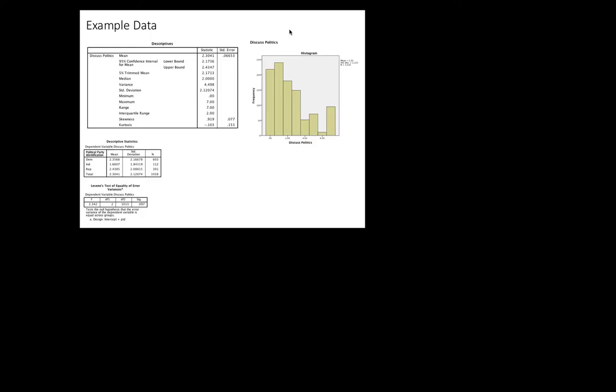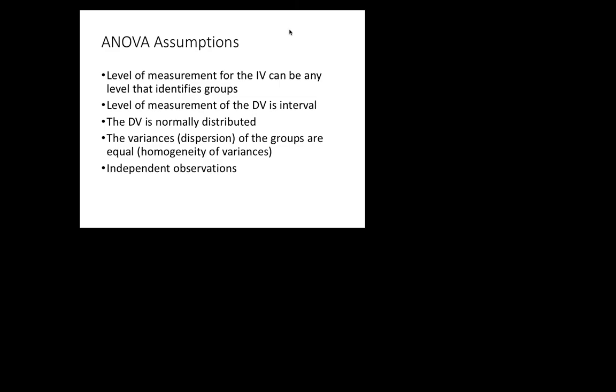The other little test that I have down here is Levene's test for equality of error variance, or probably more commonly, Levene's test for equality of variance. And what Levene's test is doing for us is this assumption from our list of assumptions, where wherever you see variances, you can put in the word standard deviation, right? It's the same thing. It's just the square root of it. So the variances or the standard deviations of the groups are equal. That is, there's homogeneity of variance.